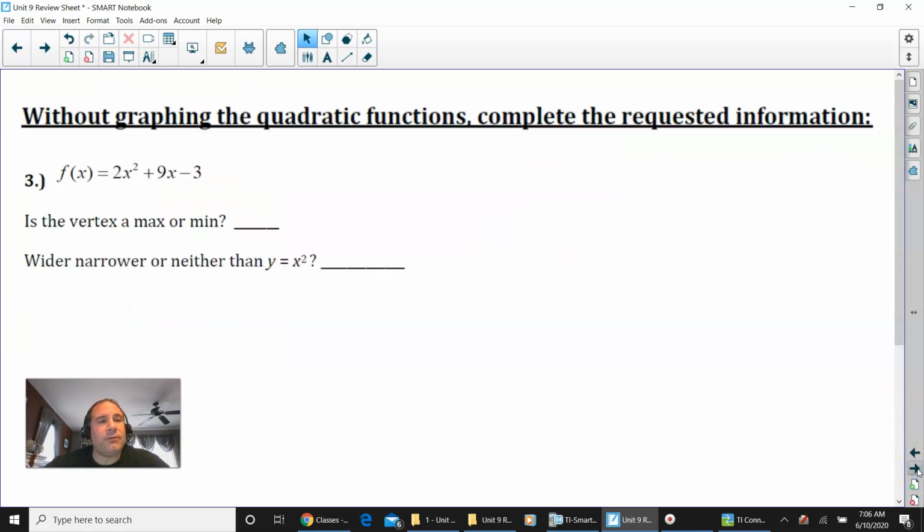All right, without graphing the quadratic function, complete the requested information. Without graphing. So we are not going to graph, but you could just answer these questions based on what you know. Do you see this number right here?